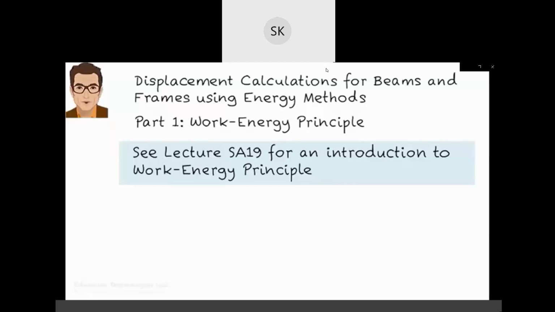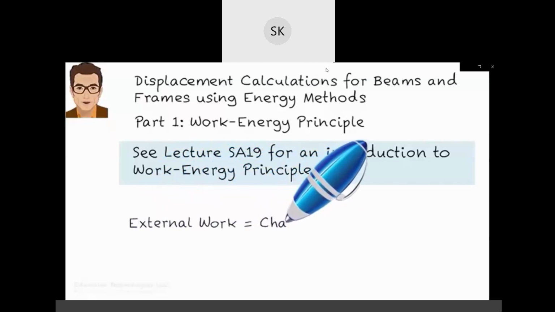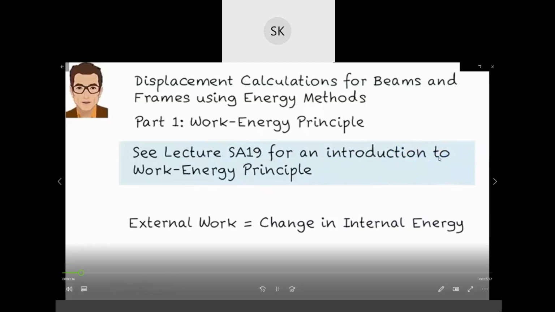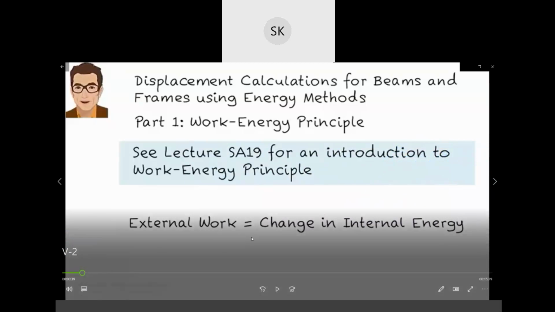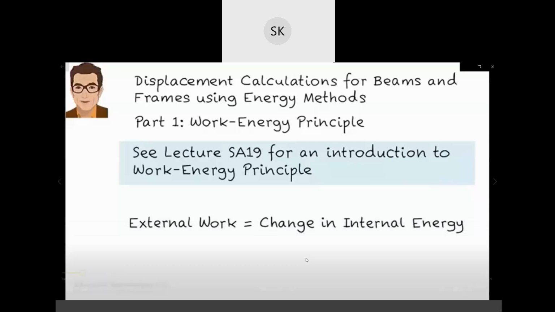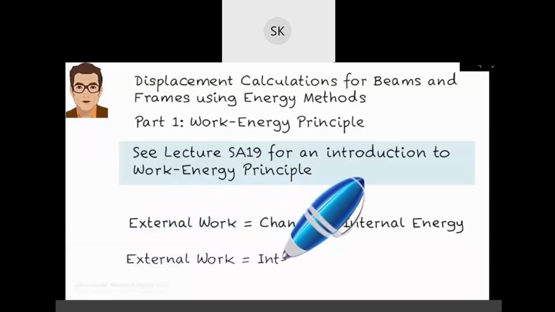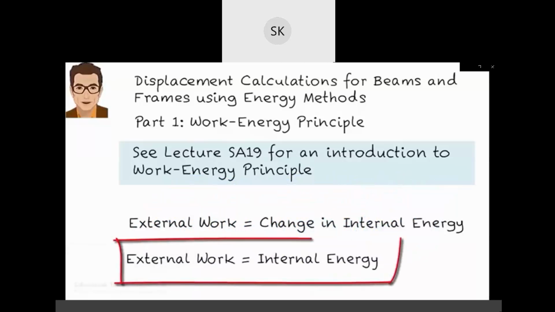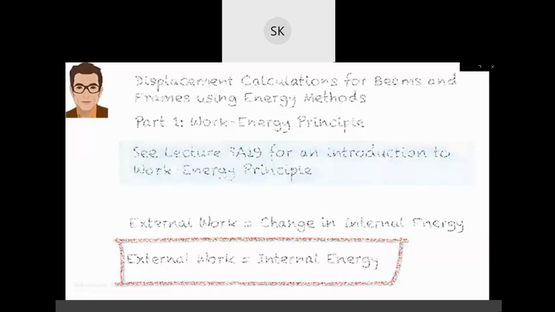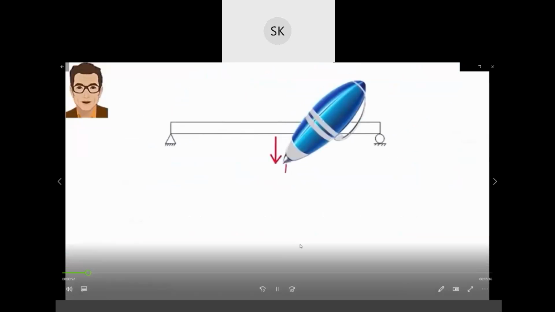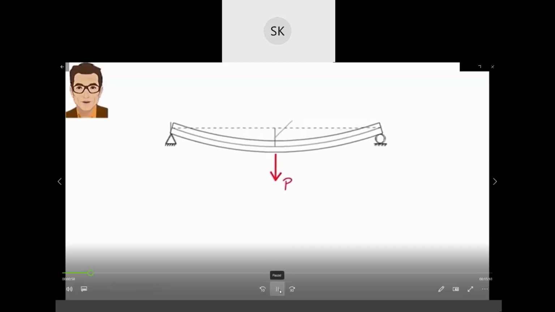According to work energy principle, work done by applied loads equals the change in the internal energy of the structure. Assuming the unloaded structure has zero stored energy, we can write external work equals internal energy. In the case of a beam subjected to a concentrated load P, you are applying an external load, it gets deflected, and the external work equals 1/2 P times delta, where delta is the vertical displacement.